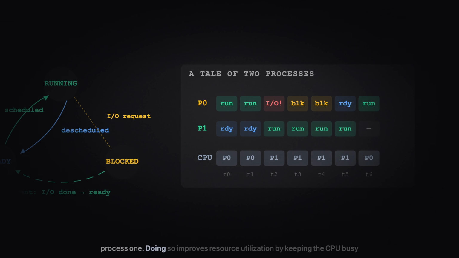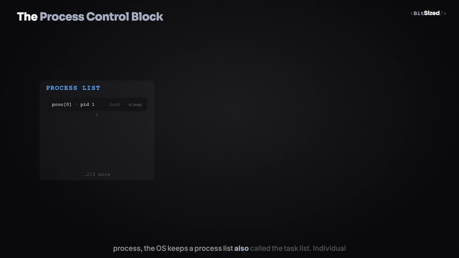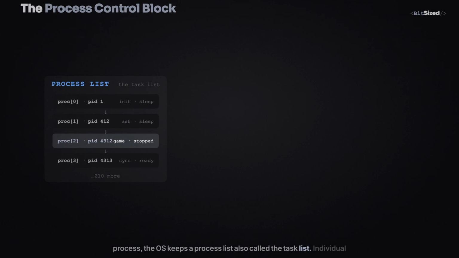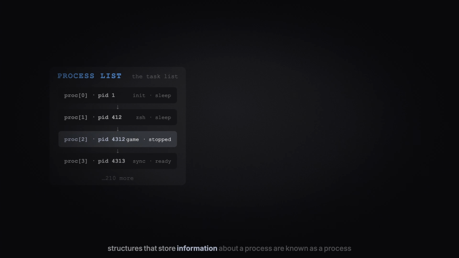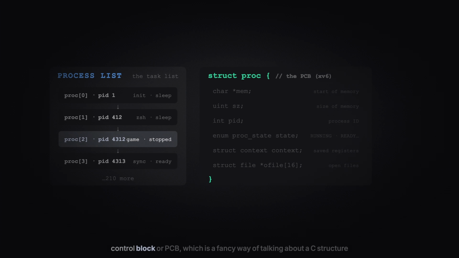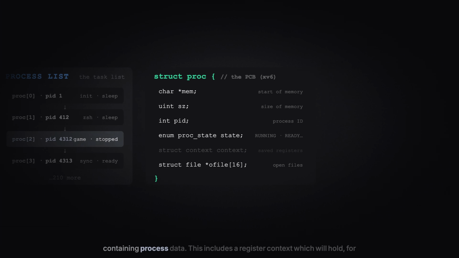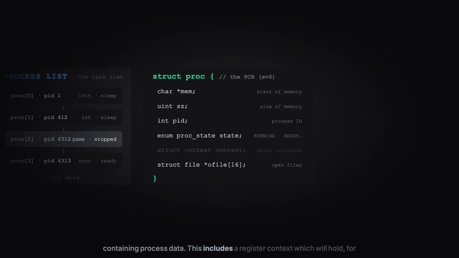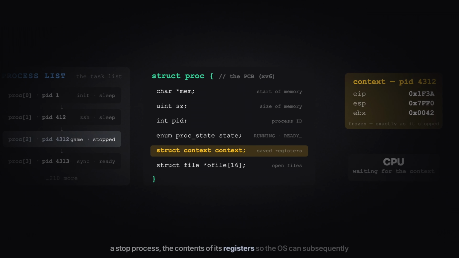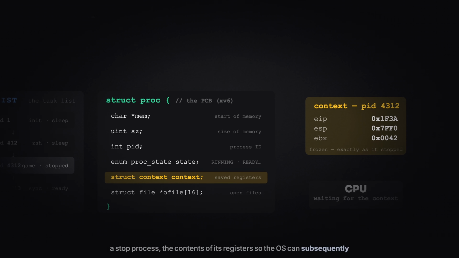The OS is a program, and like any program, it has some key data structures that track various relevant pieces of information. To track the state of each process, the OS keeps a process list, also called the task list. Individual structures that store information about a process are known as a process control block, or PCB, which is a fancy way of talking about a C structure containing process data. This includes a register context which will hold, for a stopped process, the contents of its registers, so the OS can subsequently restore them and perform a context switch to resume running.